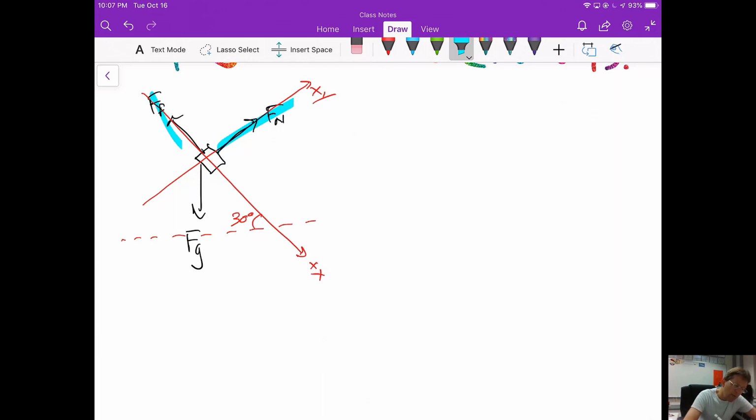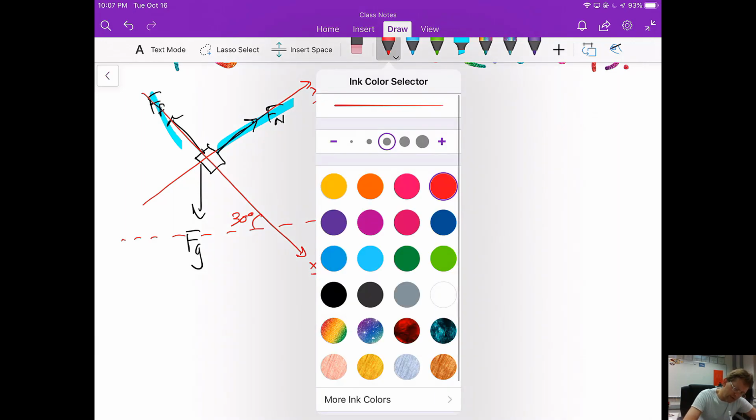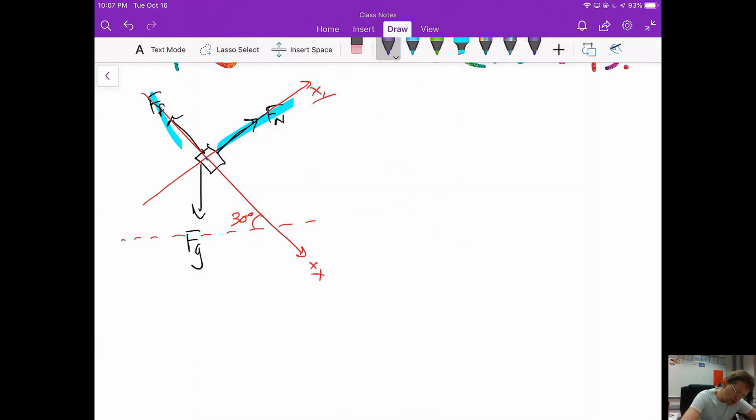But we have to take components of Fg. So what color should we make the components of Fg? Let's go ahead and make them purple. So we have an x component and a y component, right? And the x component is the projection in the x direction, pointing in the direction down the plane because Fg points in that direction. And then Fy points so there you go.